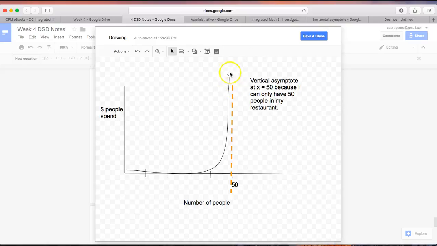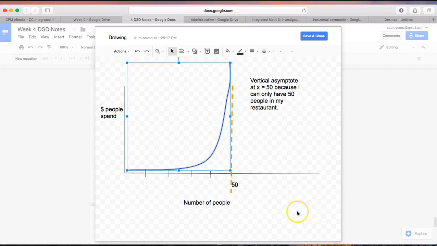Okay, the less people I have, sorry, it's kind of a little crooked, but hopefully you get the idea. The fewer people I have, the less money I'm gonna make, but the more people I have, the more money I'm gonna make. So, but I'm never gonna have 50 people. I can only get as close as possible to 50, but my amount of money can still be a lot of money, especially since the more people I have, the more people are going to be encouraged to spend money in my restaurant.